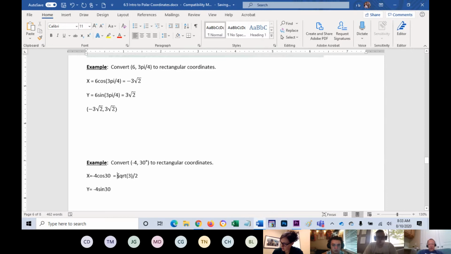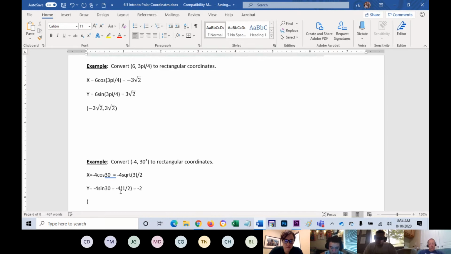And we're going to multiply that times -4. Okay, so your x-coordinate's -4 times square root of 3 over 2, and your sine of 30 degrees is? It'd be -4 times 1/2, which would be simply -2, right? Yep. So putting this in xy form, we're going to have what? It would be -2 square root of 3, comma, -2.